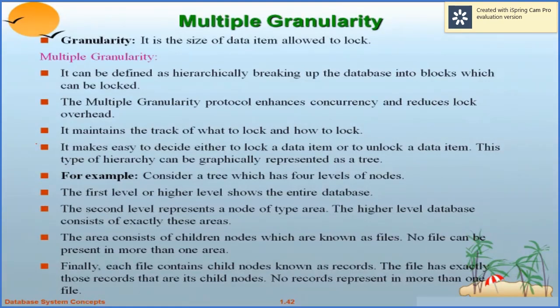Multiple granularity. If you remember, while explaining the concept of locking protocol, I said the concept will be extended a little in the coming slides. So that extension topic is multiple granularity. So what is this multiple granularity about? It's all about the hierarchical breaking of the database.